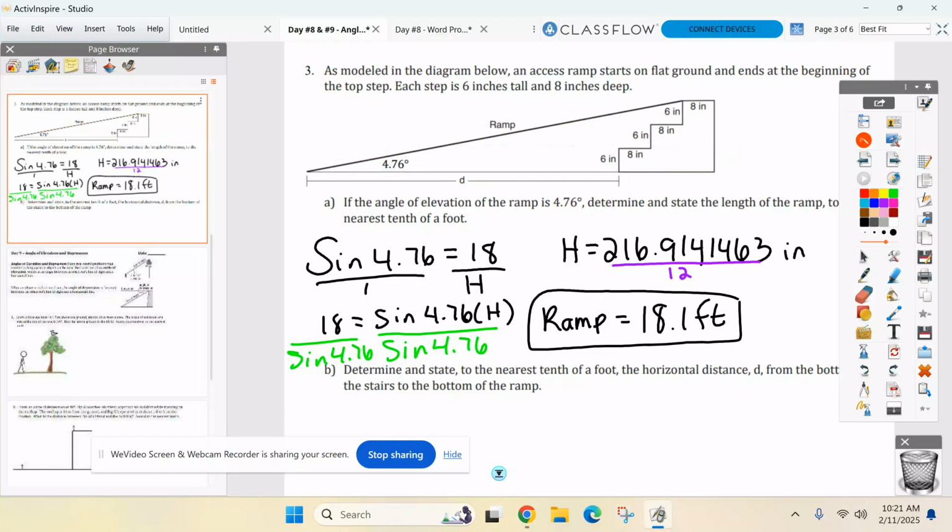All right, next up, part B, find the length of D. Okay, the bottom of the ramp. Find that horizontal distance D here.